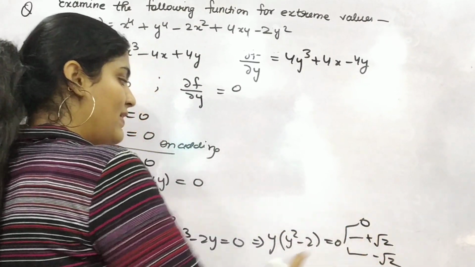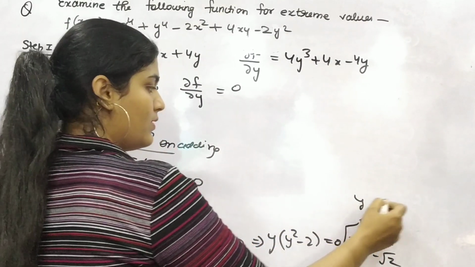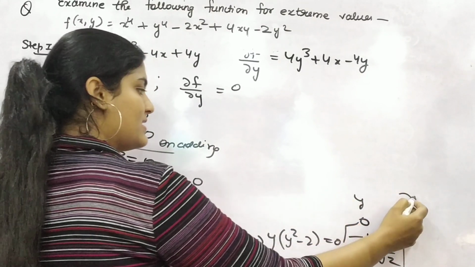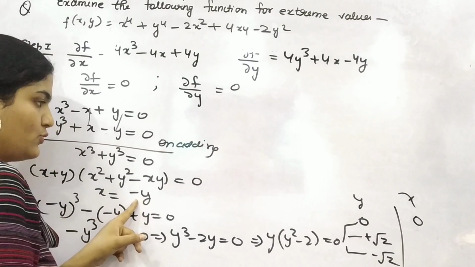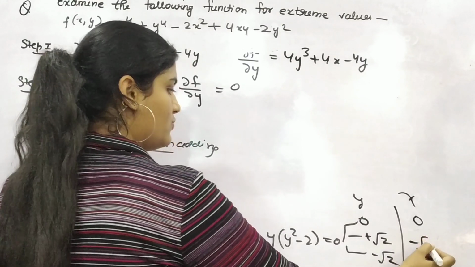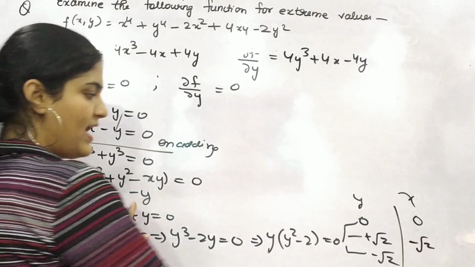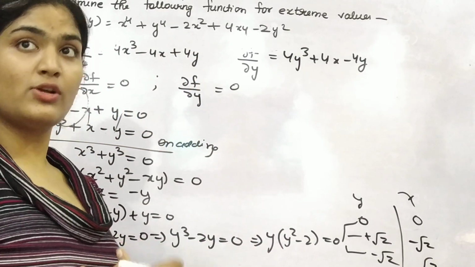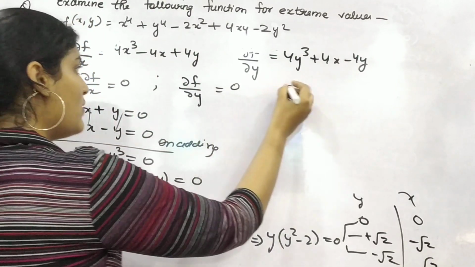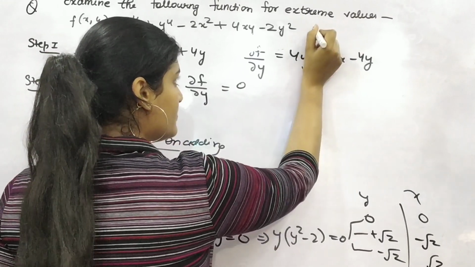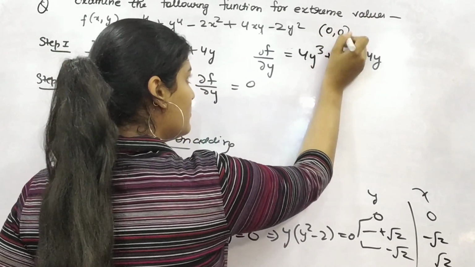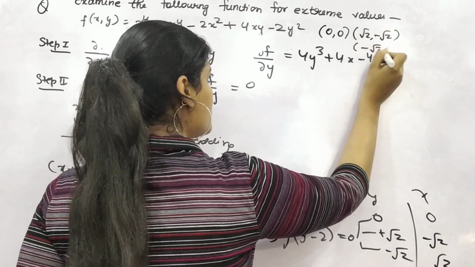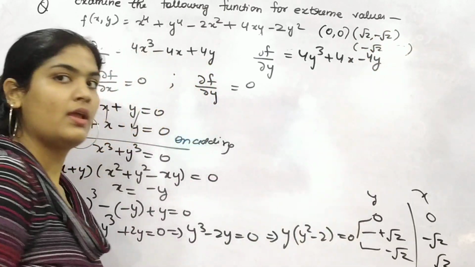Now these are your values for y. So if you put y as 0, you'll get x as 0; y as root 2, then x is minus root 2; and y as minus root 2, then x is root 2, right? So this was your second step. You have got your 3 values for x and y: (0, 0), (root 2, minus root 2), and (minus root 2, plus root 2), right?